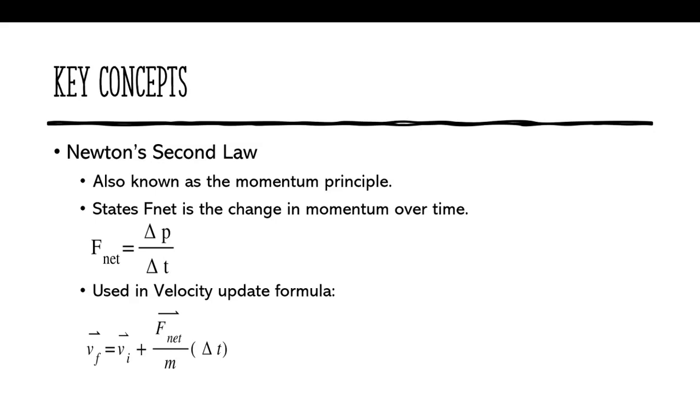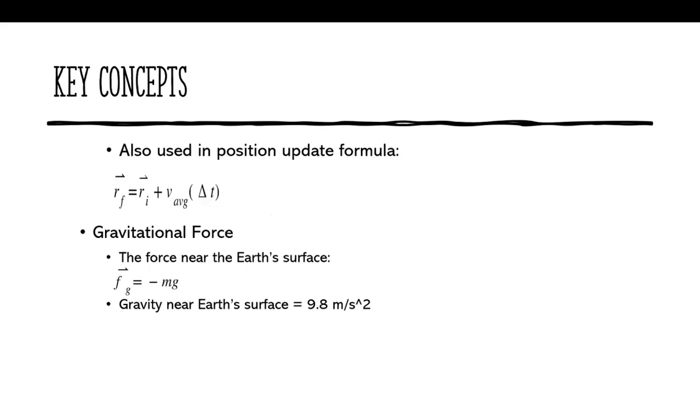The key concept here is Newton's second law. It states that net force is a change in momentum over time, and this can be used to update the velocity formula. So final velocity equals initial velocity plus F net over the mass of the object times the change in time. It can also be used to update the position formula. So final position equals initial position plus average velocity times the change in time.